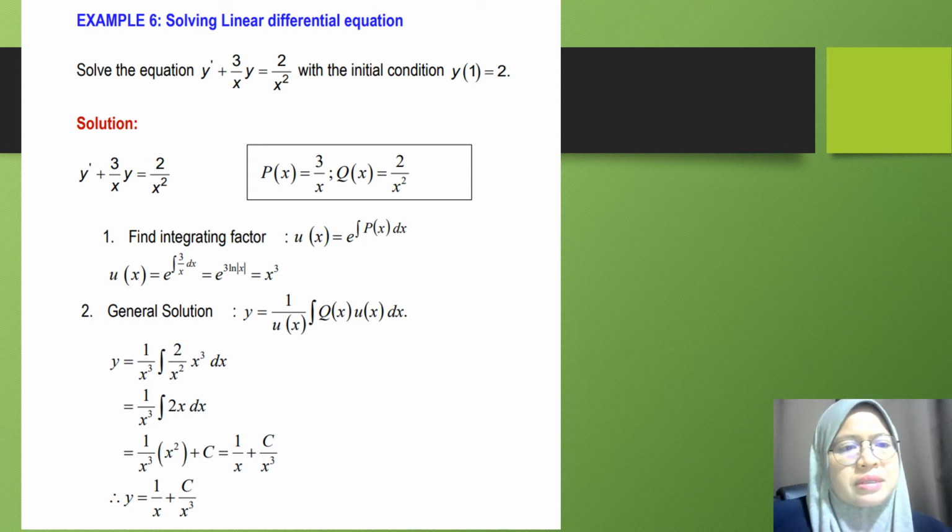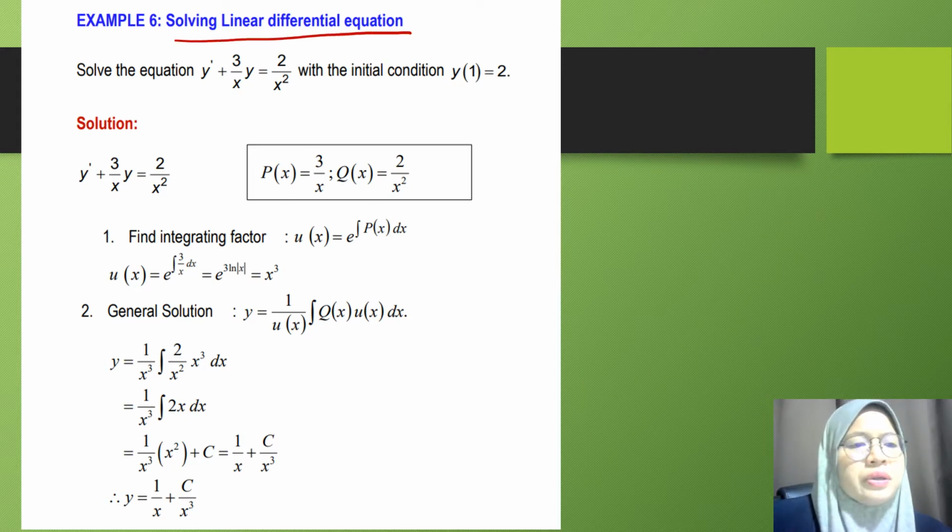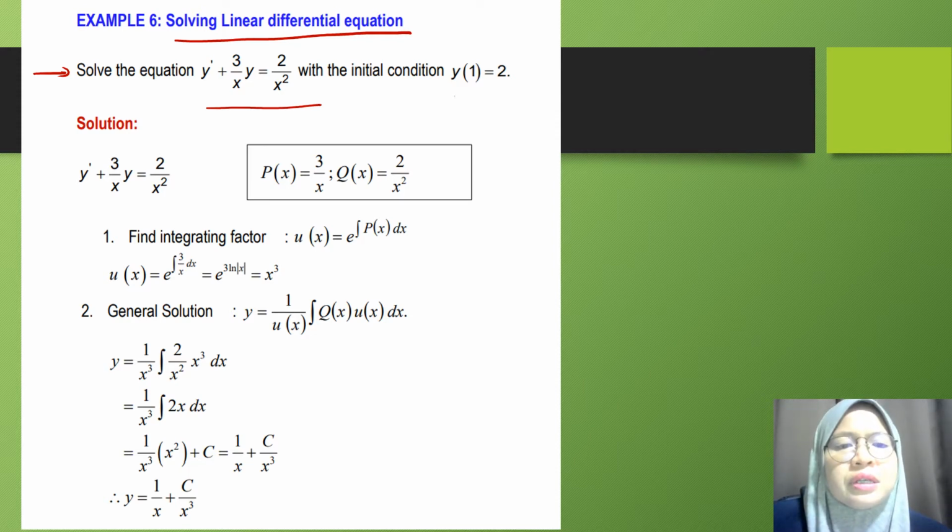Okay class, now we discuss example 6. Example 6 is about solving a linear differential equation. In this example, we need to solve the equation y prime plus 3 over x times y equals 2 over x squared, with the initial condition that when x equals 1, then y equals 2.